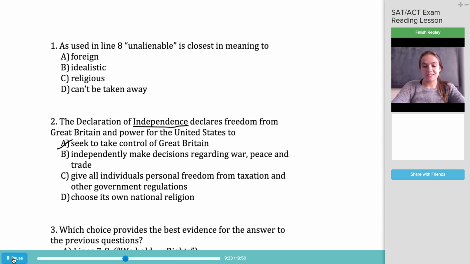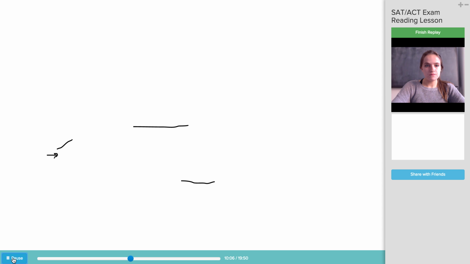B, independently make decisions regarding war, peace, and trade. That looks like a good answer based on what we read. We can go back and review after looking over the remaining answers. C, give all individuals personal freedom from taxation and other government regulations. So there is this freedom idea, which is definitely accurate, but taxation and government regulations, not so sure about that. We can go review and make sure. And then D, choose a national religion. Again, there's nothing really in the text about religion, so let's review the passage.